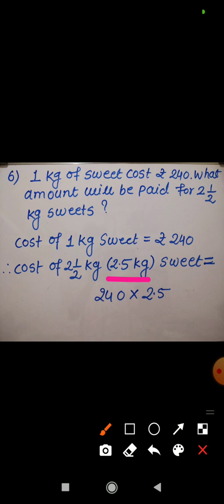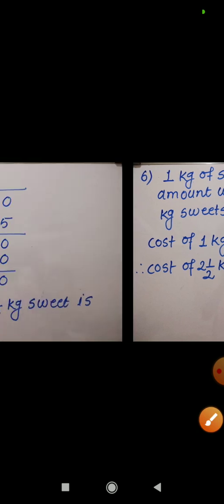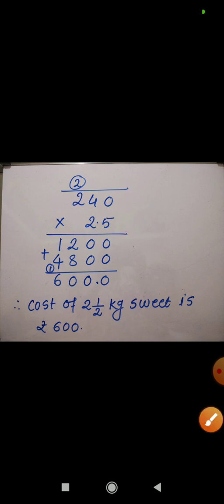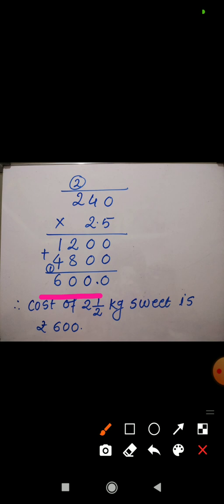We need to multiply here. We need to multiply the cost of 1 kg sweet by 2.5. Multiplication is very simple, children. You can multiply these two numbers as per your regular method, and after solving, in the last answer you have to put one decimal point after one digit from the right. Why? Because here you can see in the number 2.5 there is one decimal point after one digit from the right. That is why you need to put one decimal point in the final answer after one digit from the right.